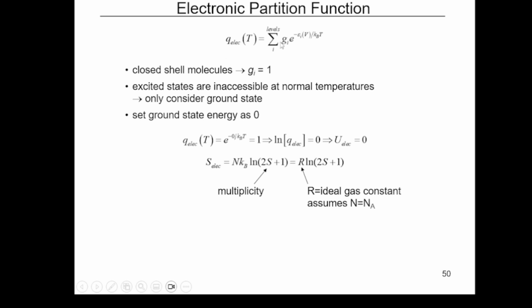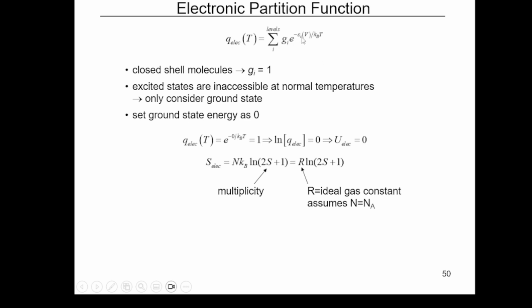When you talk about electronic energy, we are talking about the ground state system because we assume that all molecules are present in the ground state. Excited states are inaccessible at normal temperature, so we only consider the ground state. And if we consider the ground state, then the energy at the ground state is equal to 0. So we can simplify that q electronic is equal to 1.